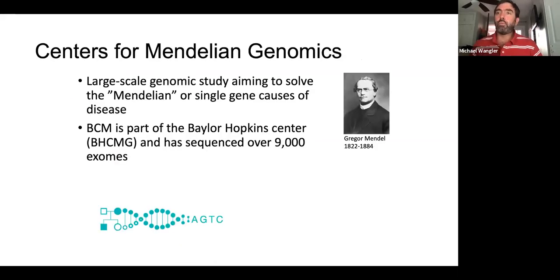And one that I'll mention briefly later in the talk, the Centers for Mendelian Genomics, of which Broad MIT is also a site. This is a large-scale genomic study, and the idea behind the CMGs has been to solve the single gene causes of Mendelian disorders, and that has been a productive database for us, and we have patients that are enrolled in that study.